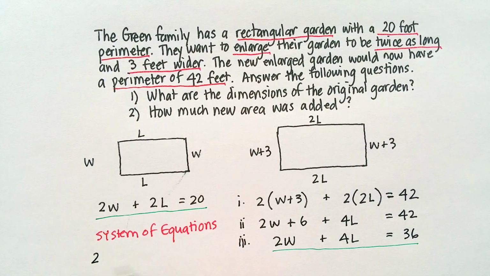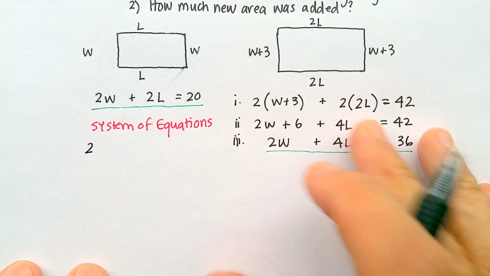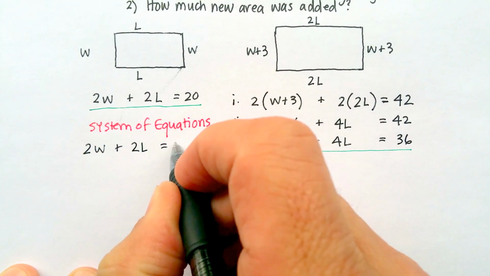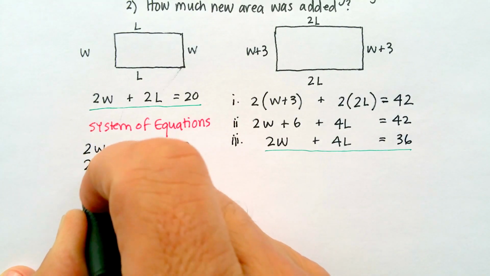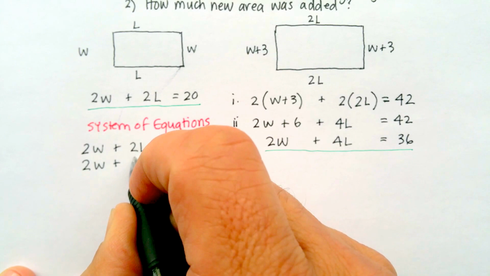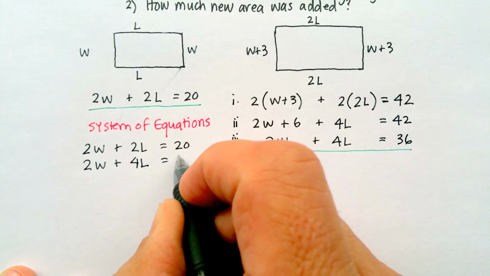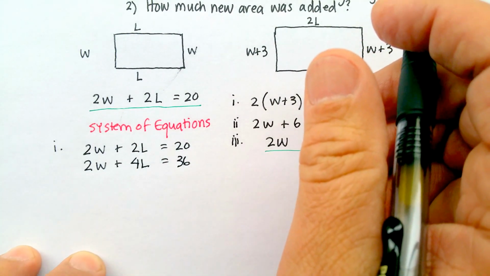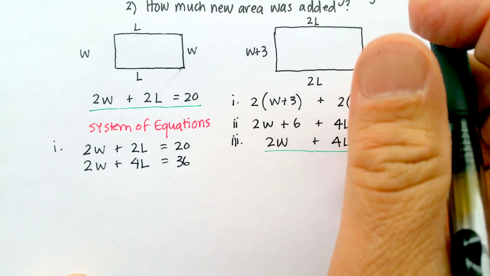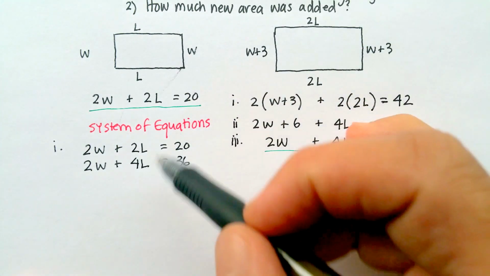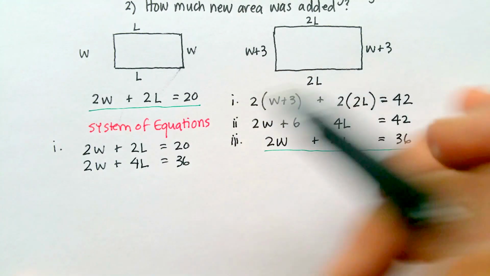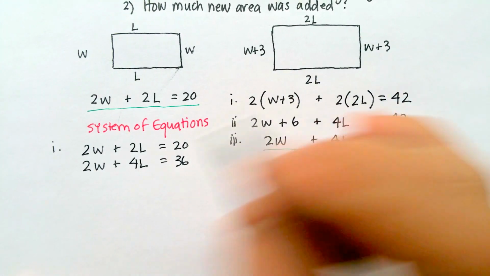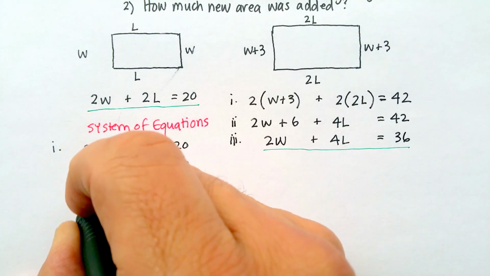All right. Now let's do that. So I've got 2W plus 2L is equal to 20. And down here I've got 2W plus 4L is equal to 36. Now, one of the techniques I have in solving systems of equations is what they call elimination. I can just graph these on Desmos, for example, and see where they intersect. Where they intersect would be the answer for the L and the W. But I could also just do this by hand, and this is called the elimination method.